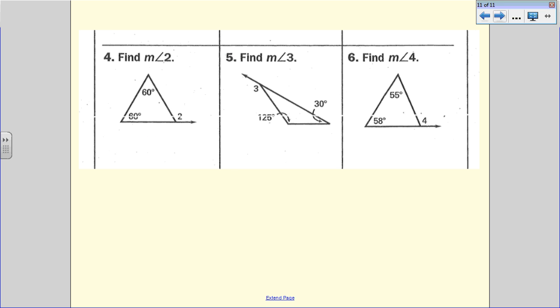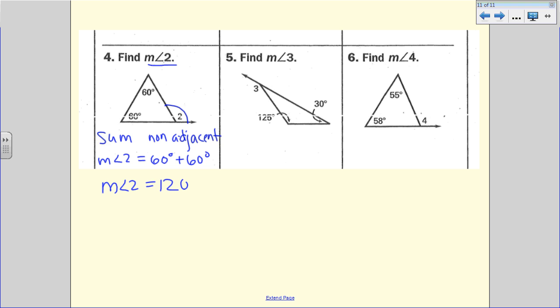All right, we need to find an exterior angle. I need to find the measure of angle 2. Well, it's the sum of the non-adjacent angles. So it's the two farthest away. So the measure of angle 2 is equal to 60 degrees plus 60 degrees in this case. So the measure of angle 2 is equal to 120 degrees.